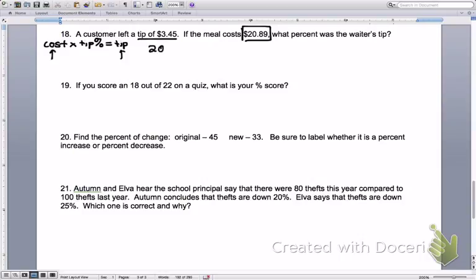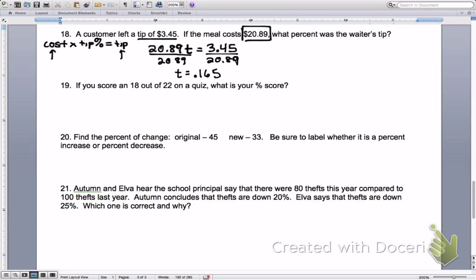We know the cost was $20.89. We don't know the tip, so I'm going to use the variable t. And we know that whatever that percentage, multiplying that by $20.89 gives us our tip value of $3.45. So this is just a one-step equation. To get t by itself, we divide both sides by that coefficient. And we get t equals 0.165.